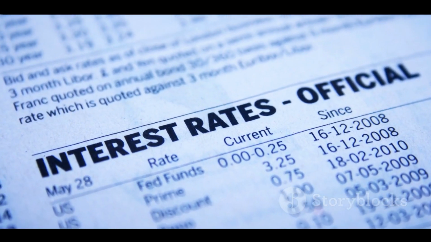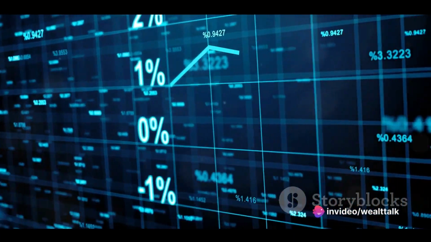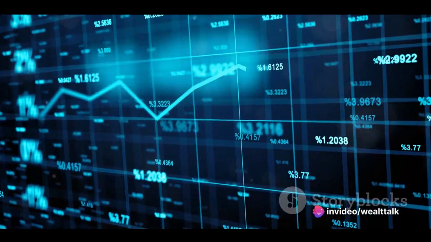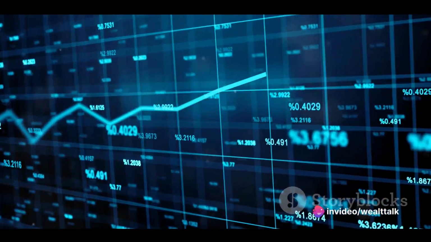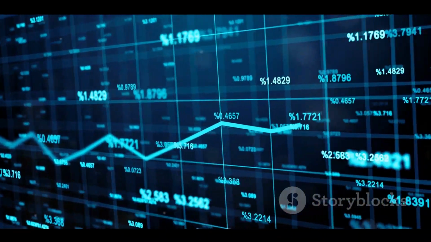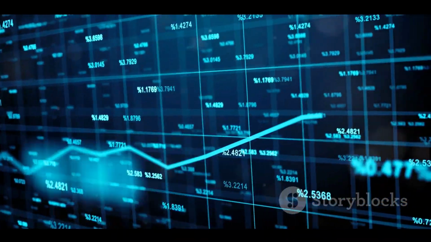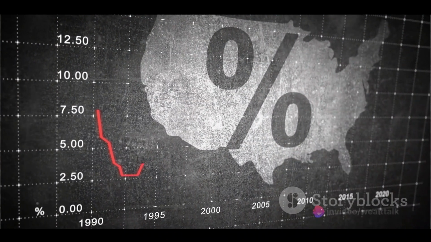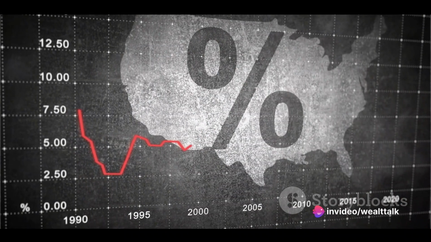First off, it can lower interest rates. When banks have more money to lend, they can afford to reduce the interest rates they charge on loans. Lower interest rates mean it's cheaper to borrow money, whether you're a business looking to invest in new equipment or a family trying to buy a home. This encourages spending and investment, which can stimulate economic growth.